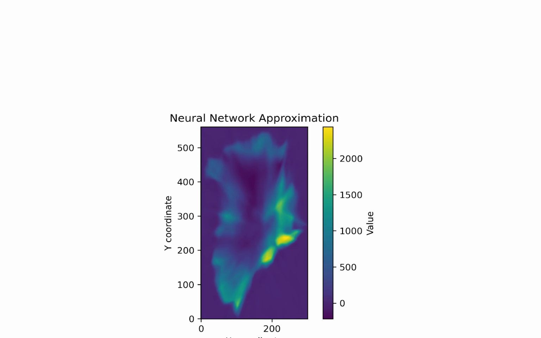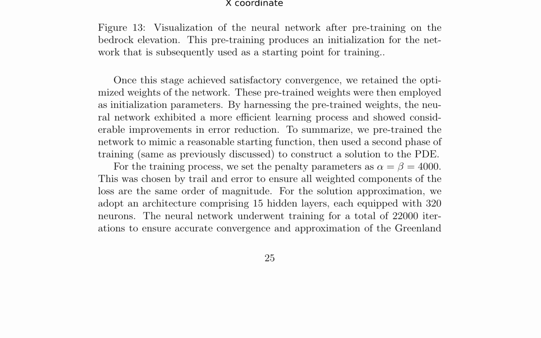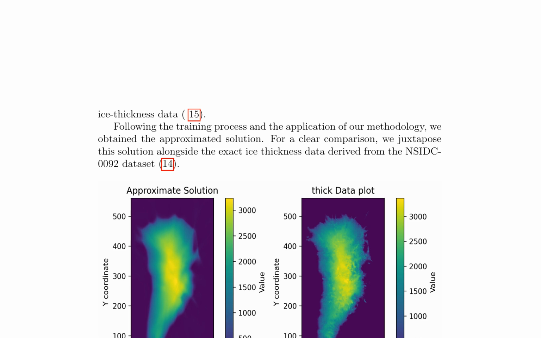The penalty parameters alpha and beta are set to 4000, ensuring all weighted components of the loss are of the same order of magnitude. The adopted architecture consists of 15 hidden layers, each with 320 neurons, and undergoes training for 22,000 iterations to ensure accurate convergence and approximation of the Greenland ice thickness data. The training process yields an approximated solution, which is compared to the exact ice thickness data derived from the NSIDC 0092 dataset. Figure 14 illustrates this comparison, showcasing the neural network-derived approximation for p equals 4 alongside the precise data.